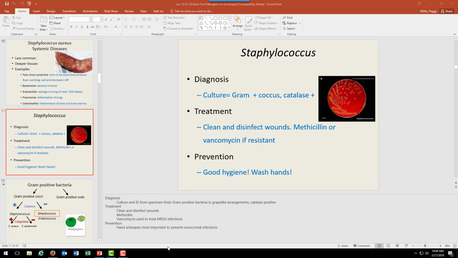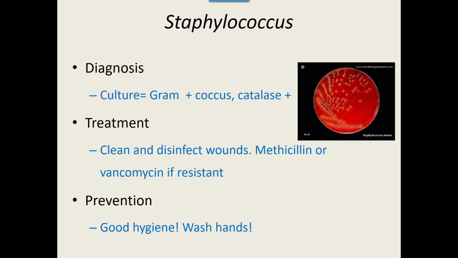Sorry about that. Now, diagnosing someone for Staphylococcus, a lot of times they're going to culture it out. They're going to look for that gram-positive coccus bacteria on the microscope. They're also going to do a catalase test. If it's catalase positive, you know you're in that Staphylococcus genus.